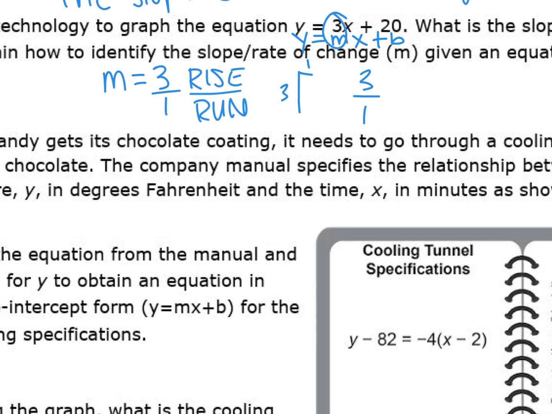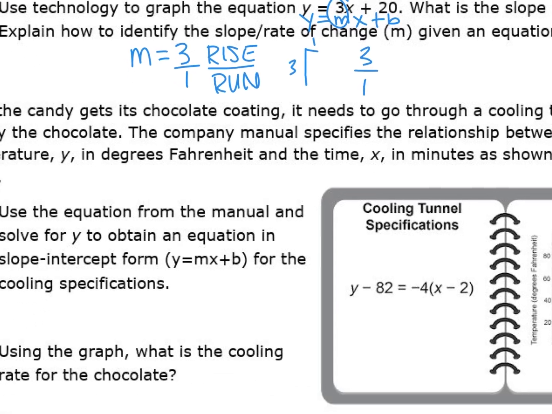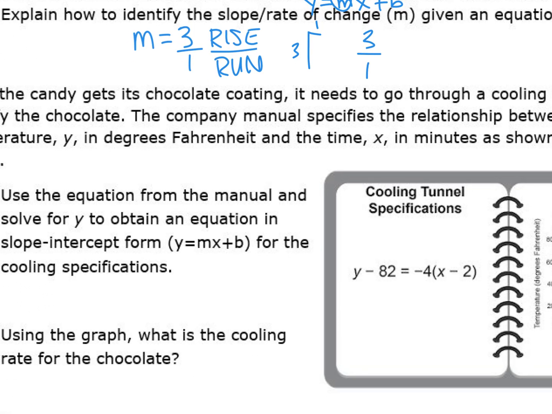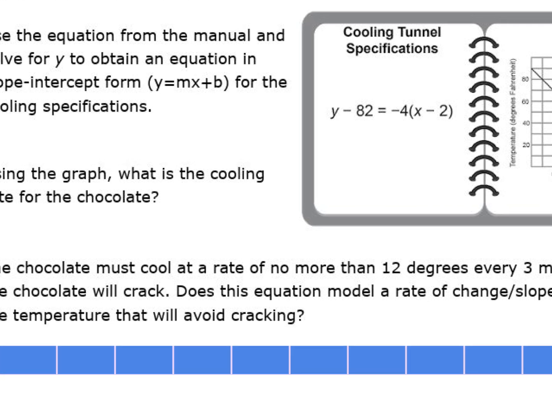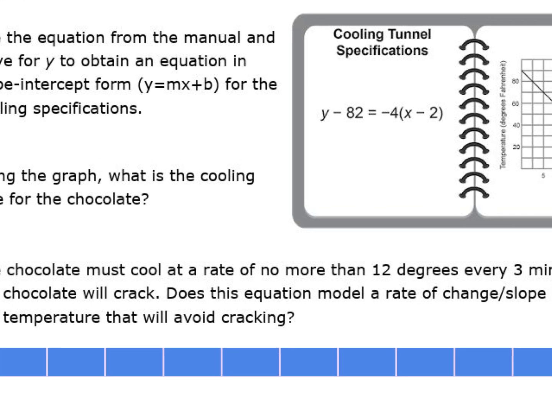Sometimes candy has a coating, kind of like M&Ms. If it gets a coating, it has to cool so that the shell gets hard. When that happens, we have our temperature, and it has to sit in that temperature for a certain number of minutes. So what's different about this equation? This says use the equation from the manual to solve for y and get an equation in slope-intercept form, y equals mx plus b. That's the form you know forever and ever.